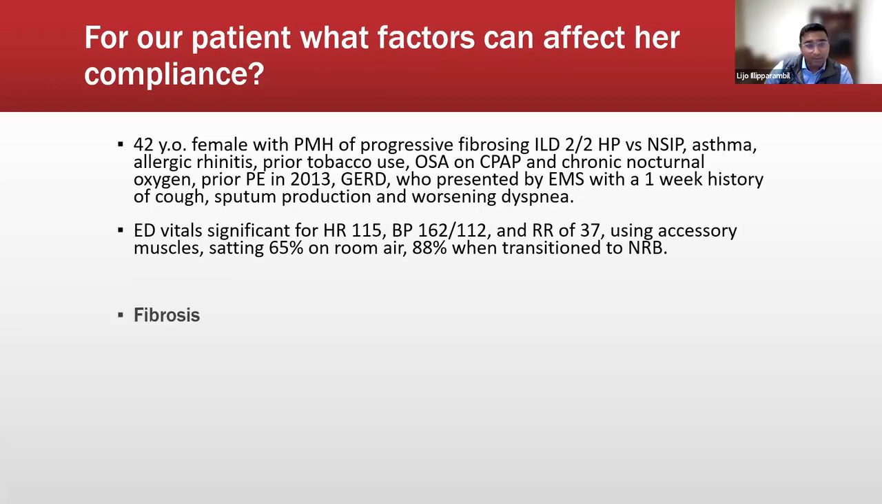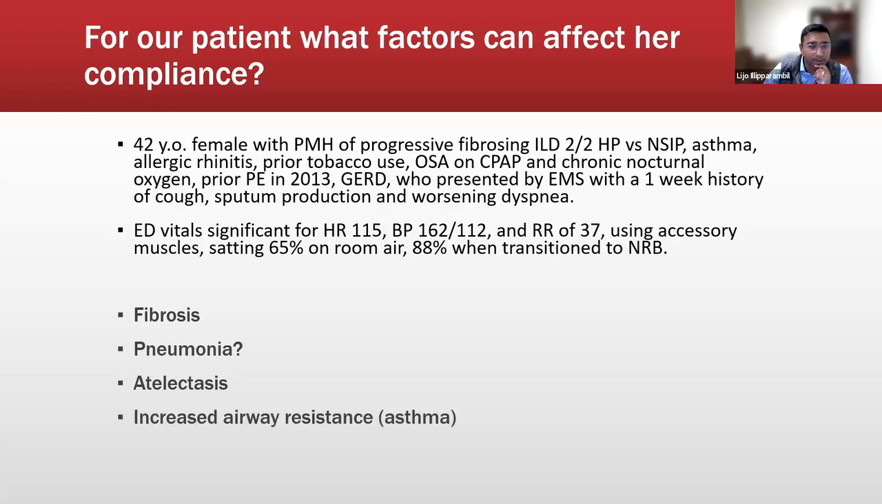So going back to our patient, what factors can really affect her compliance? Well, fibrosis, right? She's got this progressive fibrosing ILD. Pneumonia, right? It sounds like a pneumonia. She's got a cough, sputum production, worsening dyspnea. She has fever. She's got hypoxemia and hypoxia. So it kind of looks like pneumonia to me. Atelectasis. Yeah, she may have some component of atelectasis versus pneumonia. It would be hard to know.